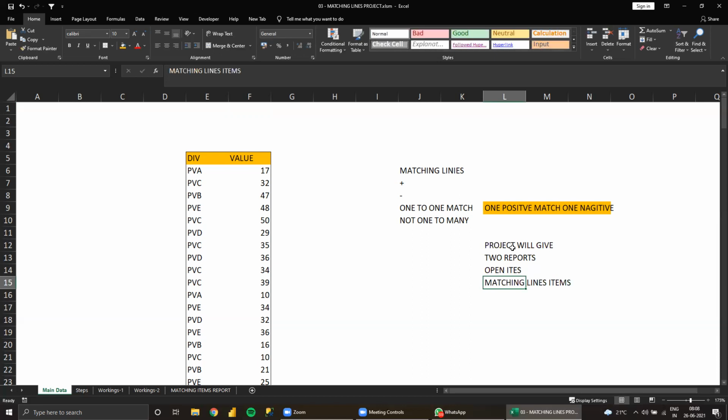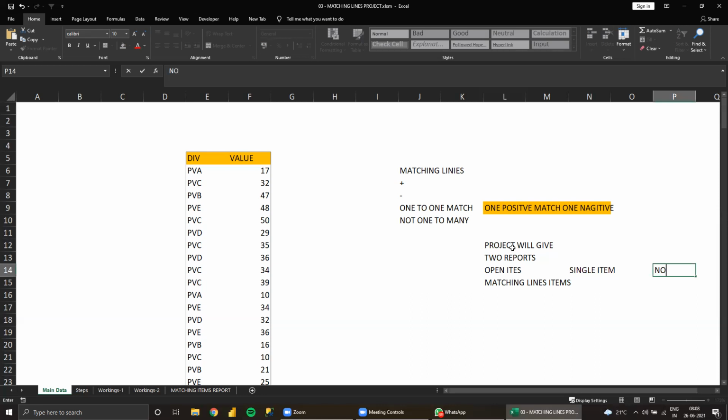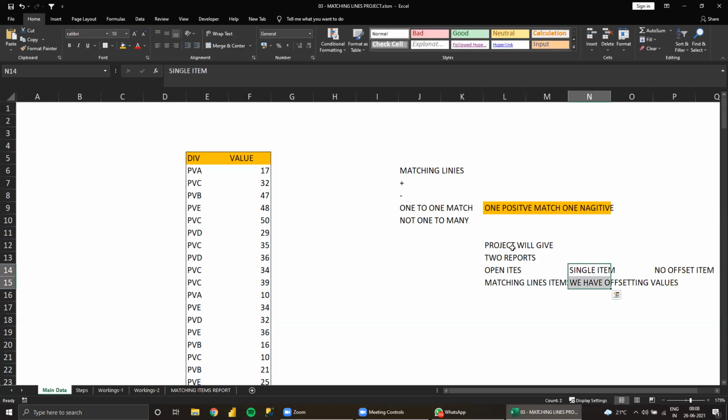Okay, so what are the matching items, as we discussed? Leaving all that, the rest are the open items. That means this is a single item. Open item means single items. Single item, no matching, no offset item. Right? But here we have the positive and negative both, we have offsetting values. These are the two reports.